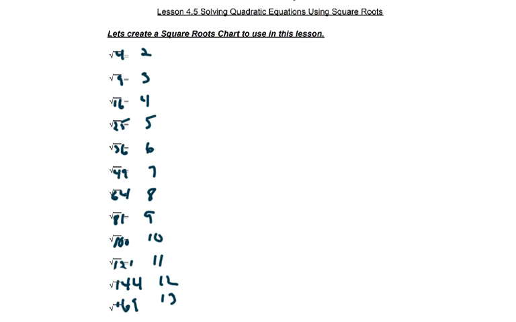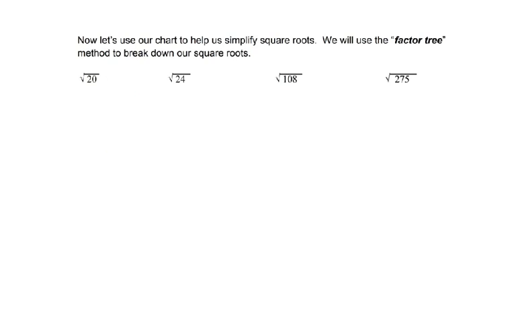Now, we're going to come back and look at this chart many a time. You'll use it in your notes a lot, but we're going to use these as we do factor trees and break down some things on our next page. So we're going to use that chart that we just filled out, and we're going to use what I like to call a factor tree method to break down our square roots. That's how we simplify them.